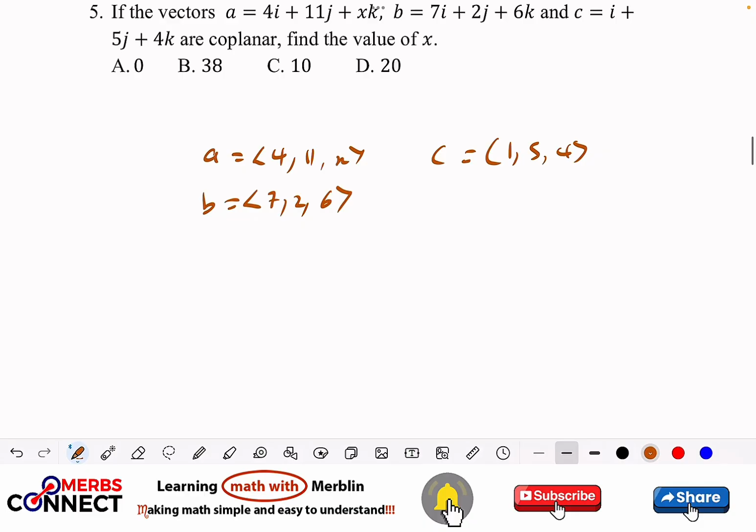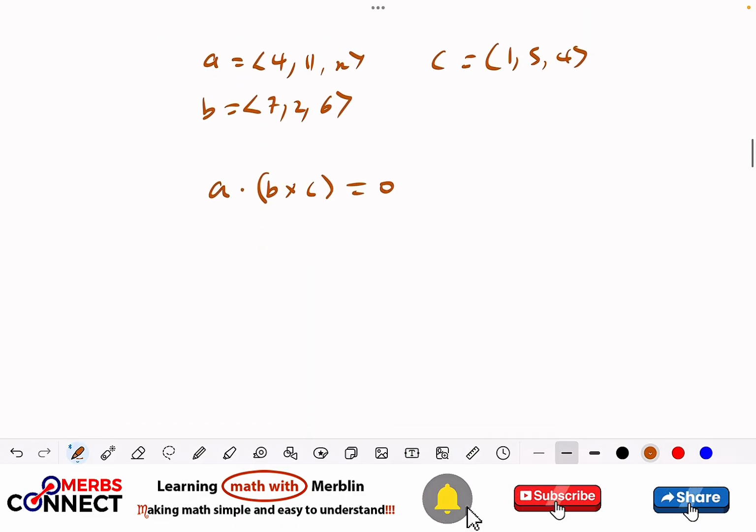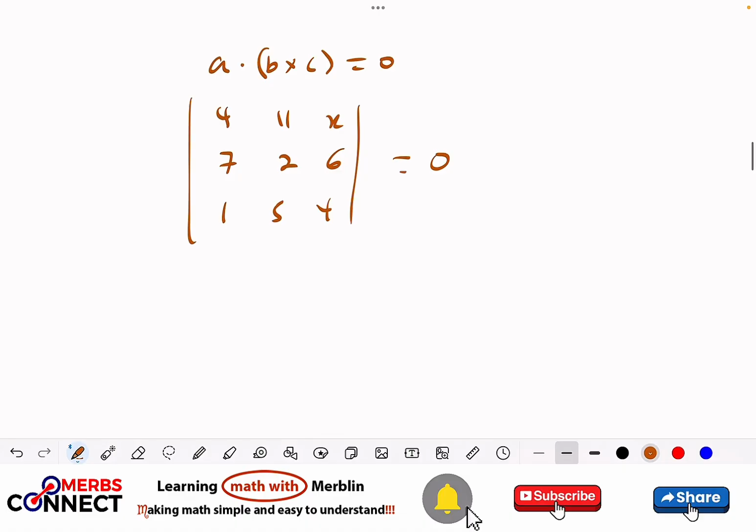So since they are coplanar, A dot B cross C should be equal to 0. So this will help us to find our X. So let's use the scalar triple product to do this. So we are going to have 4, 11, X. We are going to have 7, 2, 6. We are going to have 1, 5, 4. And then this will be equal to 0. So we are just finding the determinant.